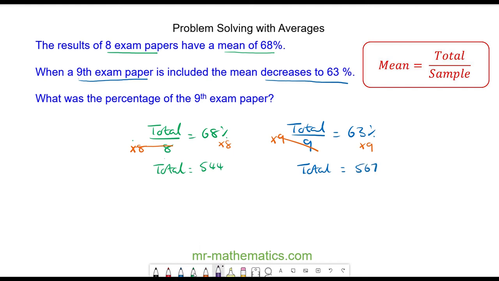So the difference between the total of the 8 and the total of the 9 must be the percentage of a 9th paper. So the 9th paper will equal 567, take away 544, and this is 23%.